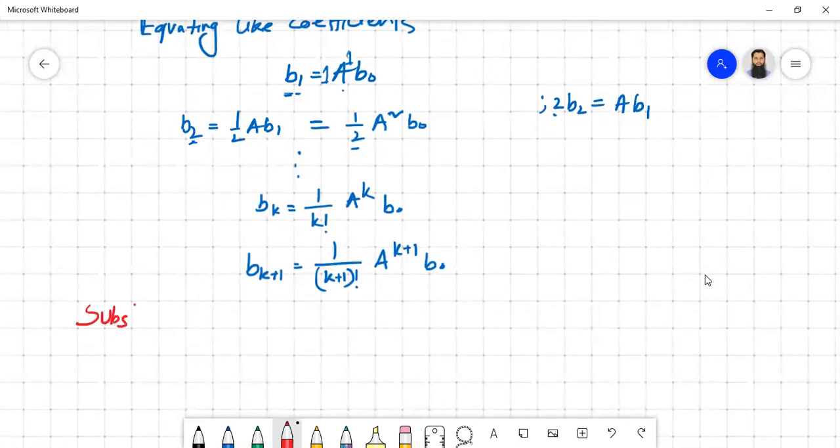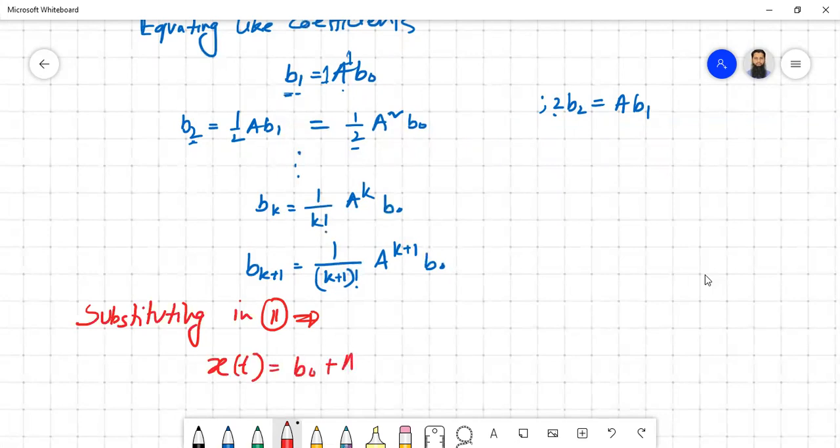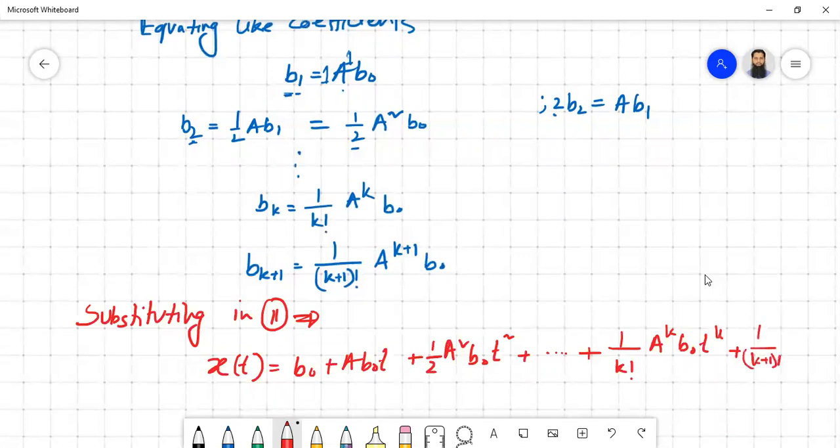So substituting into gives us x(t) equal to b0 plus A b0 t plus half A squared b0 t squared plus goes on, 1 by k factorial A^k b0 t^k, plus 1 by (k+1) factorial A^{k+1} b0 t^{k+1}.